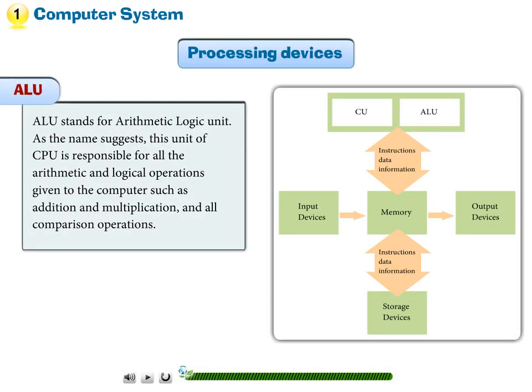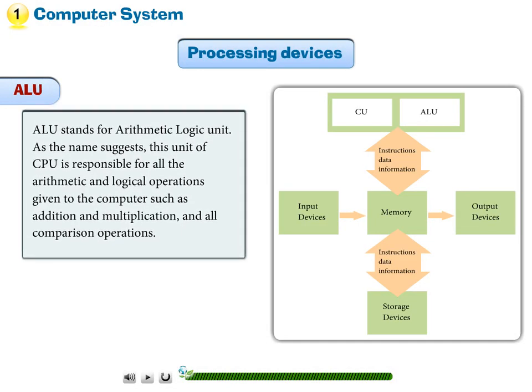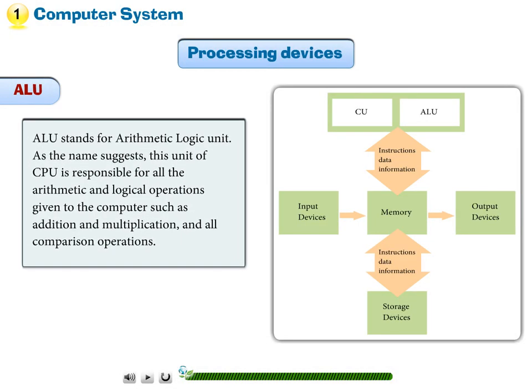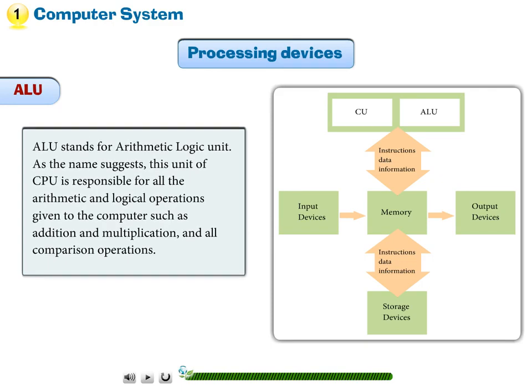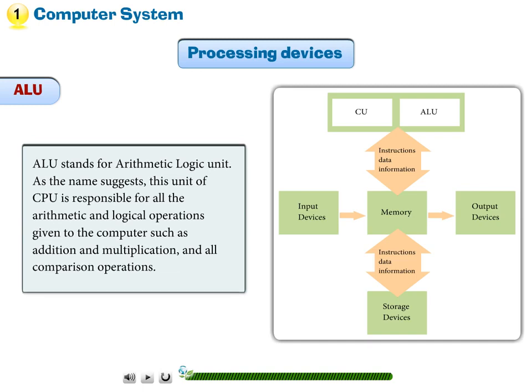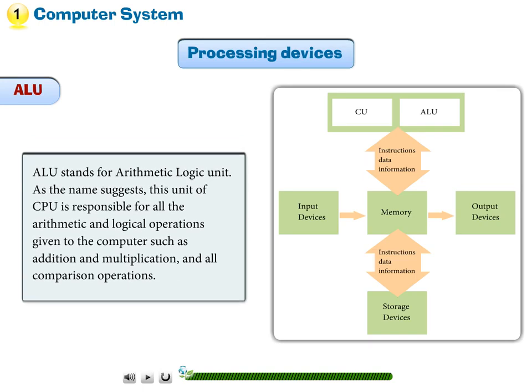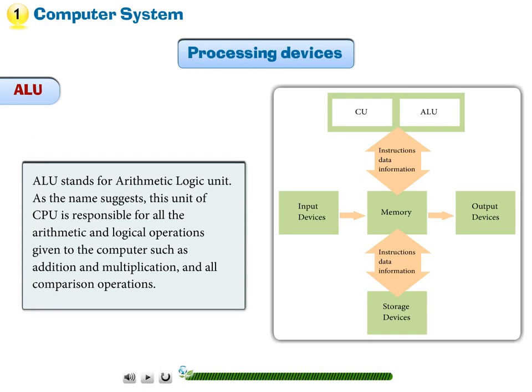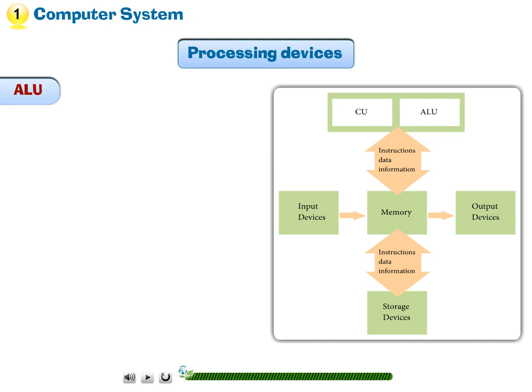ALU. ALU stands for Arithmetic Logic Unit. As the name suggests, this unit of the CPU is responsible for all the arithmetic and logical operations given to the computer, such as addition and multiplication, and all comparison operations.